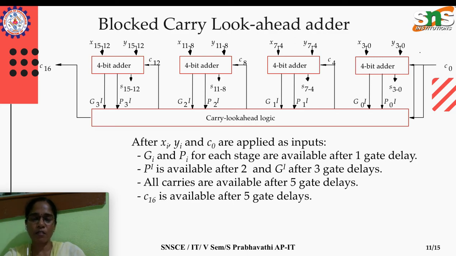And the blocked carry look ahead adder is nothing but the cascading of carry look ahead adders, so that we can add 16-bit numbers, when the input size is 16, 8 or 32 bits. That's the logic behind cascading carry look ahead adders, which is said to be the blocked carry look ahead adder. So totally, in the blocked carry look ahead adder, we'll have the output in 5 gate delays, not more than that.